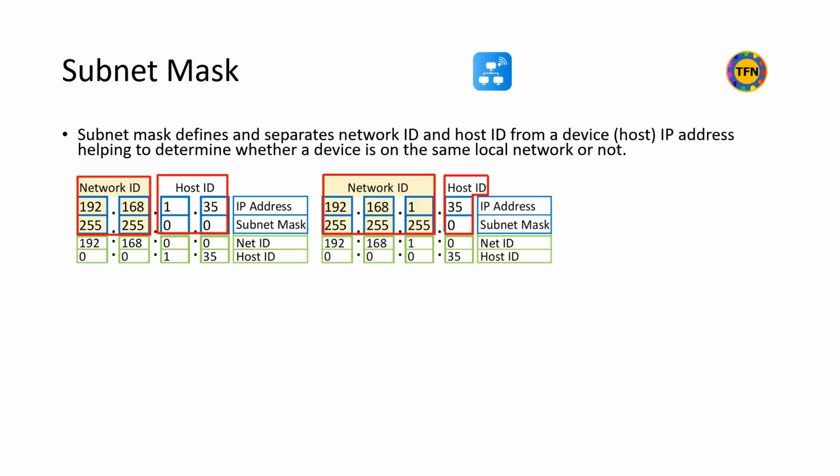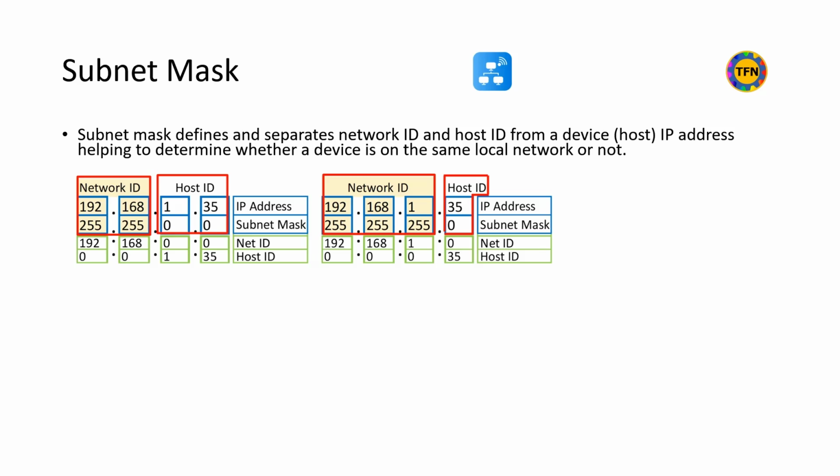192.168.1.35 is the IP address with different subnet masks in these two examples. IP address and subnet mask both have four sections. With subnet mask 255.255.0.0, host ID is 0.0.1.35 and network ID is 192.168.0.0. Here host part and network part each is occupying two sections of the IP address.